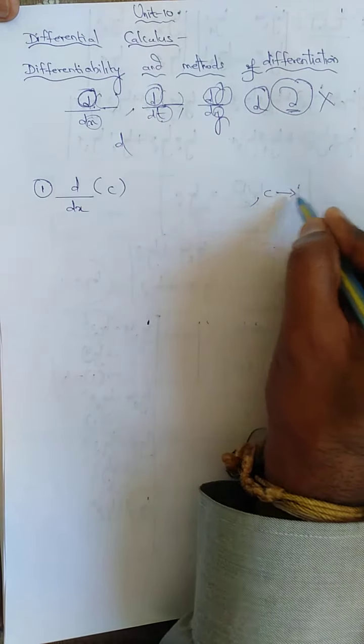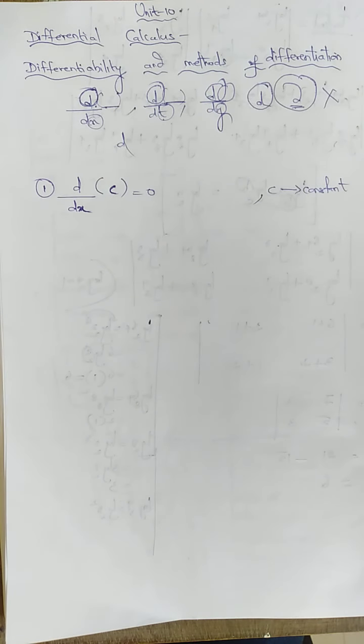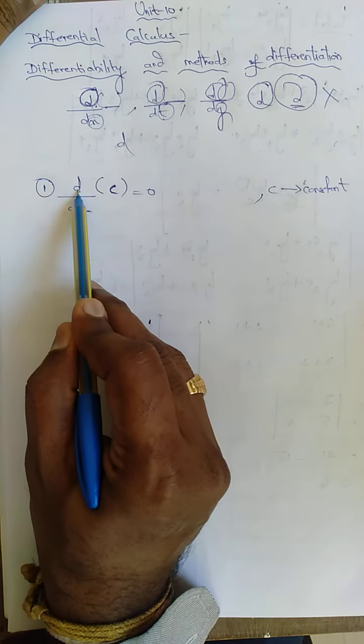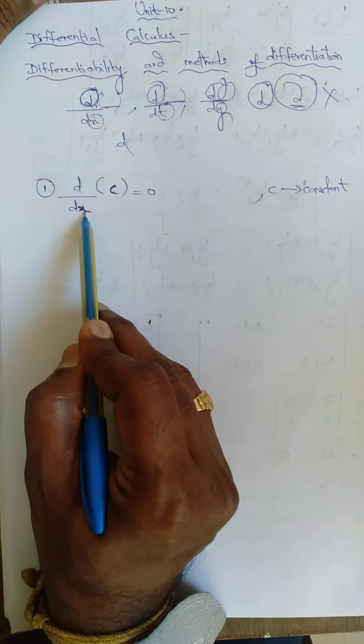C is a constant. So differentiate of a constant with respect to x is nothing but 0. For example, differentiate of 5, differentiate of 4, differentiate of 10, differentiate of 1 lakh, differentiate of 2 lakh, whatever it may be, the answer is going to be 0. Sir, you have put differentiate of constant with respect to x. The same I can put with respect to y. This one is all 0.